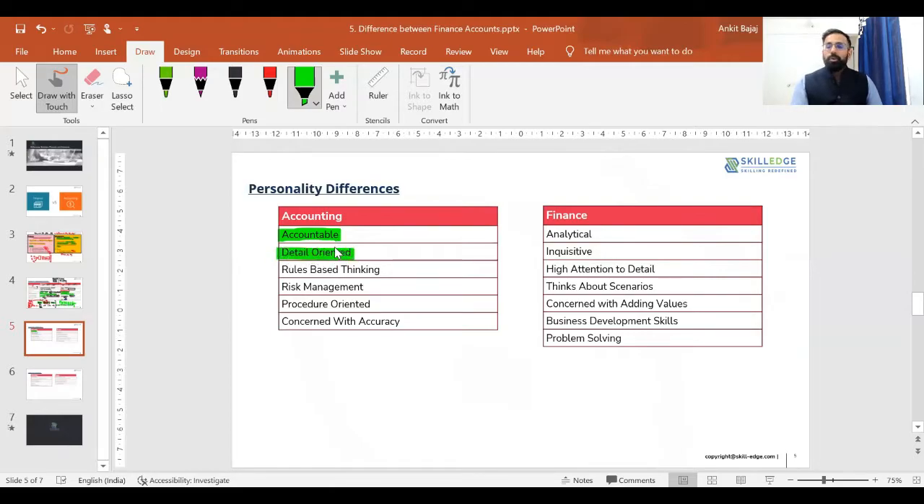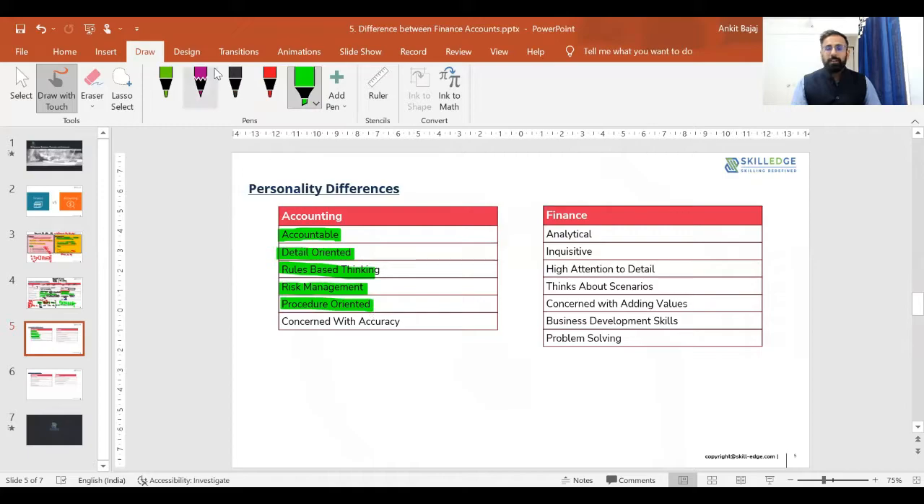Detail oriented: you have to record every journal entry in detail and you should have knowledge of all the journal entries. Rule based thinking: you have to follow accounting standards. Risk management: you will be managing the risk. If you are not able to record transactions, the risk will come on you.